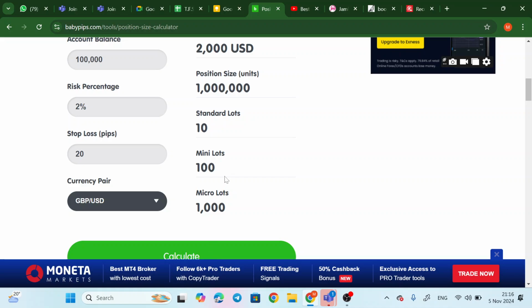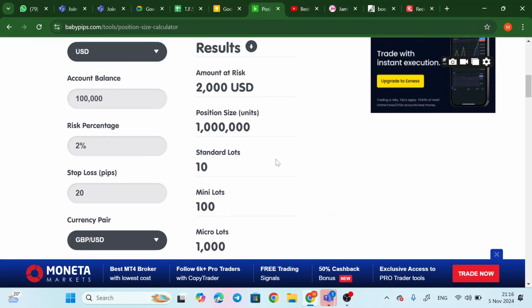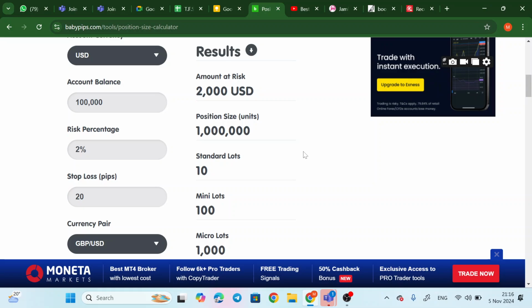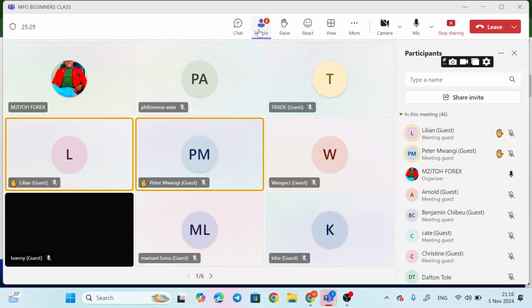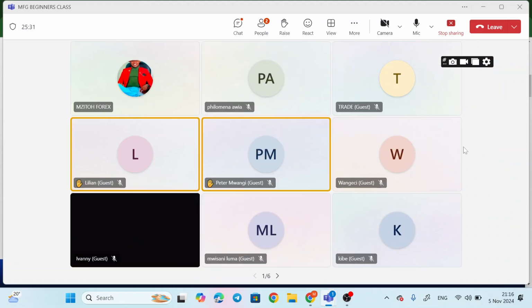Now tell me, what is the lot size that I'm supposed to use? And if the market goes against me, how much am I going to risk? Type down there on the chat so that I can see if we are together. Tell me down there on the chat, what is the amount at risk and what is the correct lot size if I'm going to risk 2% of my account. How much am I going to lose? And in terms of lot, what is the lot size? What is my correct lot size that I'm supposed to apply?